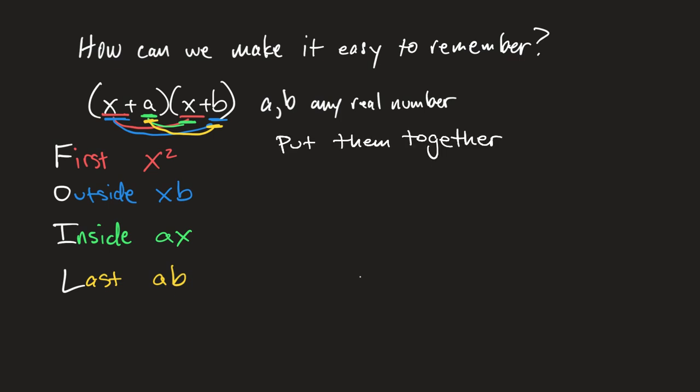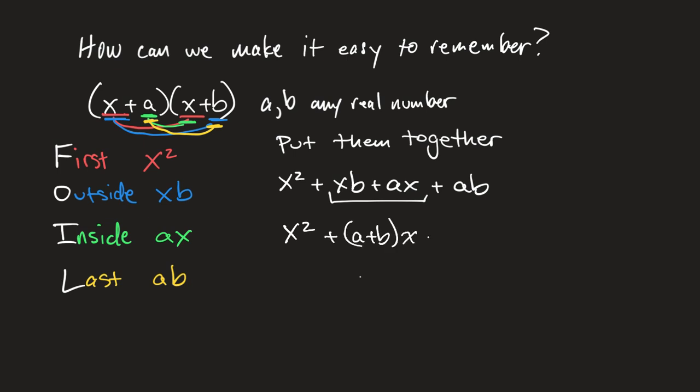When I put them together, I'm going to add. I have x squared, which is positive, plus xb, plus ax, plus a times b. I can combine these terms because they have the same variable to the same degree. And so I'm going to rewrite it simplified: x squared plus (a plus b) times x plus ab. When a and b are real numbers, if I replace a and b with numbers, this would reconcile to just one number. It wouldn't be written in parentheses.